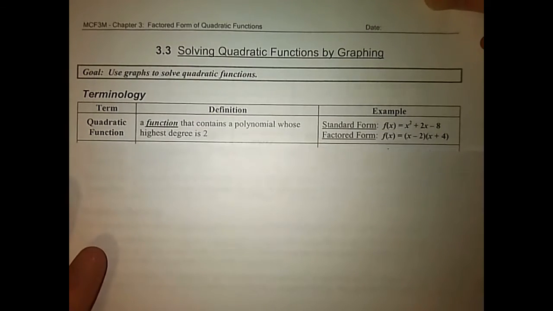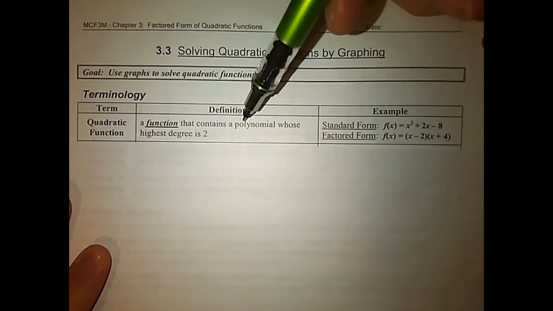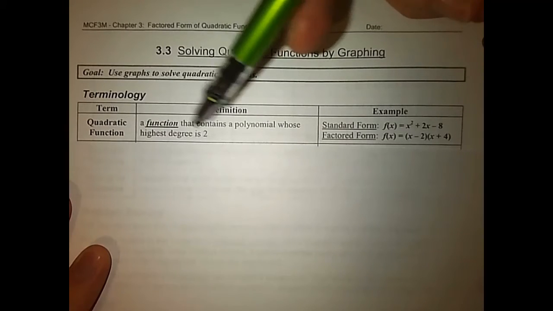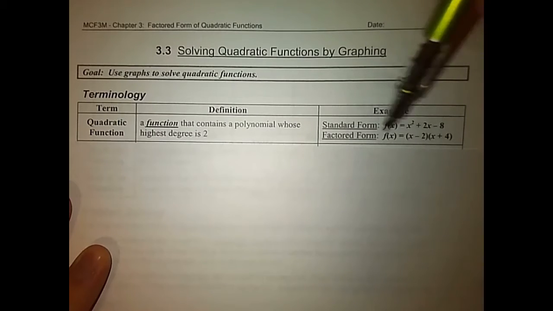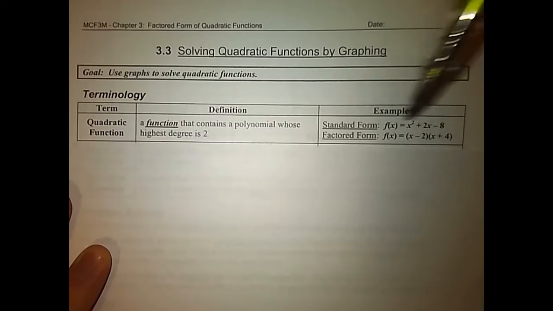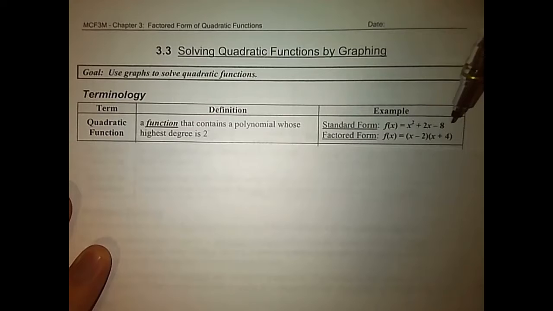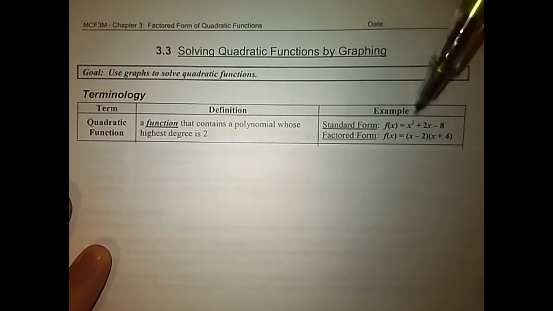So a quadratic function is a function that contains a polynomial whose highest degree is 2. So in standard form, that looks like, first off, f of x, because it's a function, and out of all of these terms here, the variable with the highest exponent is 2. That would be this one.